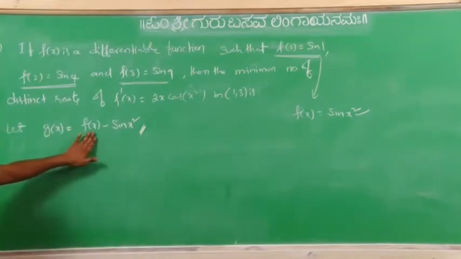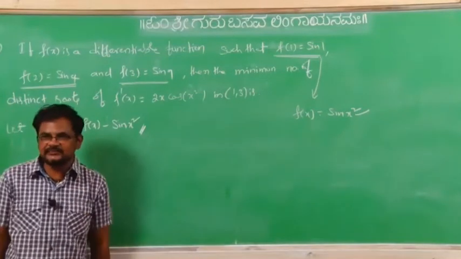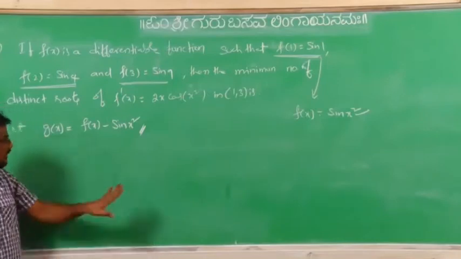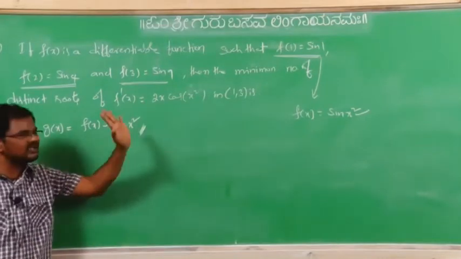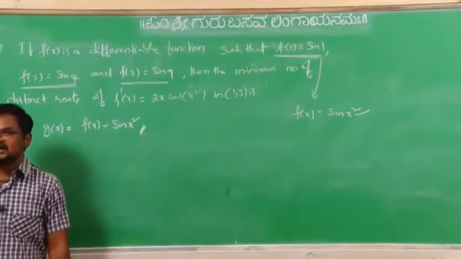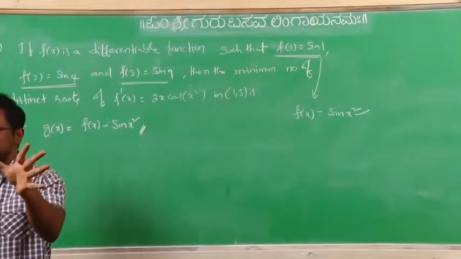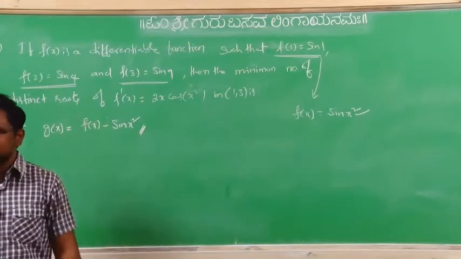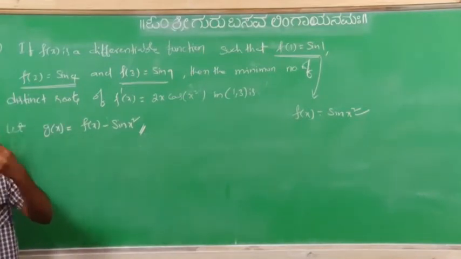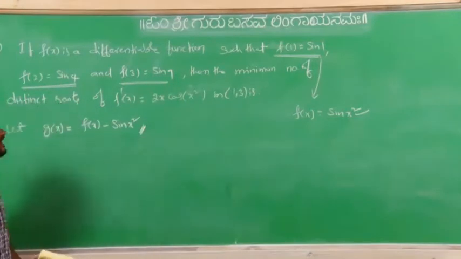And f(x) is already given as a differentiable function. Every differentiable function is continuous. So the difference of two differentiable functions is a differentiable function, which means g(x) is differentiable in the given interval, and so g(x) is continuous too. So two conditions of Rolle's theorem are satisfied, and one more condition, because some values are given. So we have to identify that one also.